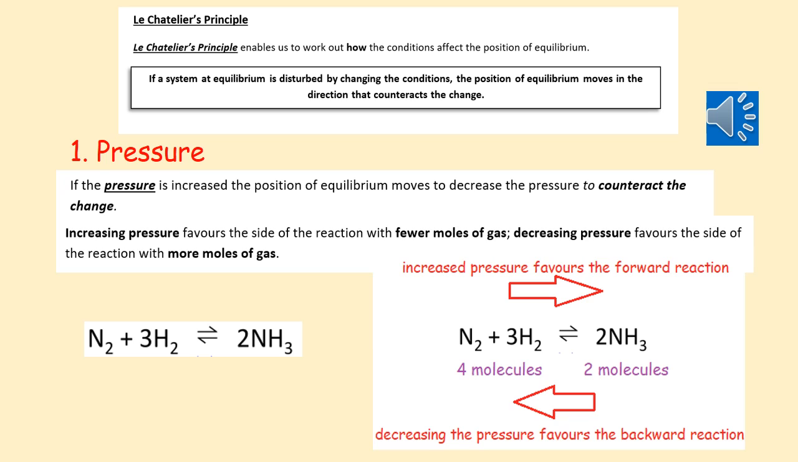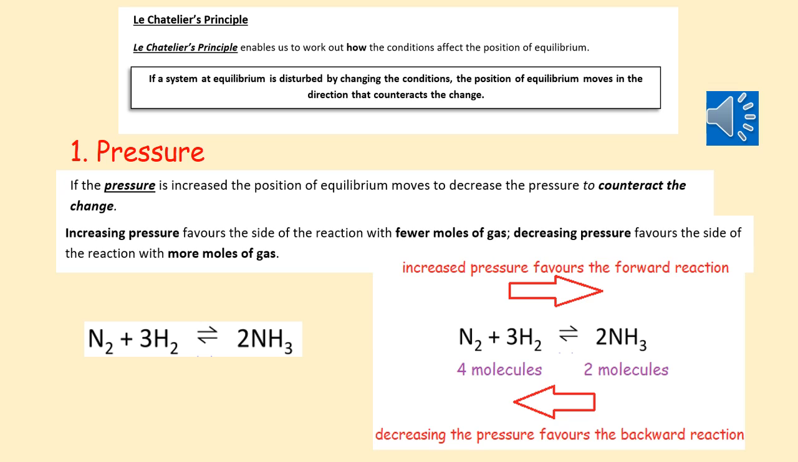So if you increase the pressure, that means you're squeezing your gases into a smaller volume. And so your 4 molecules will want to change into the 2 molecules, which takes up less space. Which means that increasing your pressure favours the forward reaction. You've got to be able to think that through, but you will be given the equation. So you can just say, right, how many molecules, how many molecules? If I go from lots of molecules to small molecules, that will be favoured by the increasing pressure.